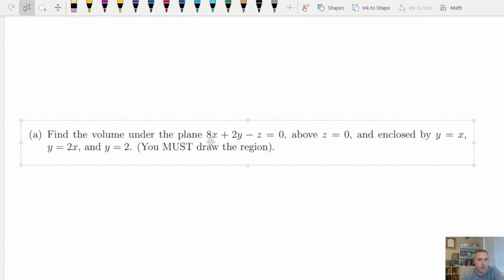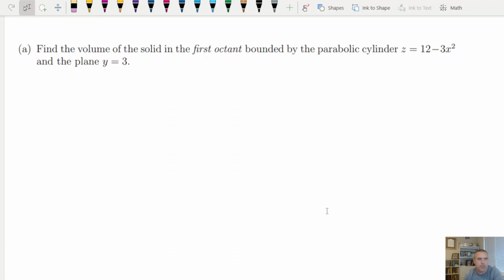So find the volume. This always scares people because it's so many equations. This is from, just going to look here real quick to see if I see where it's from. Yeah, this one's from my spring 2019 exam if you want to try it out on your own. Find the volume of the solid in the first octant. That just means x greater than or equal to 0, y greater than or equal to 0, z greater than or equal to 0. Bounded by the parabolic cylinder, well, that sounds scary, and the plane y equals 3.